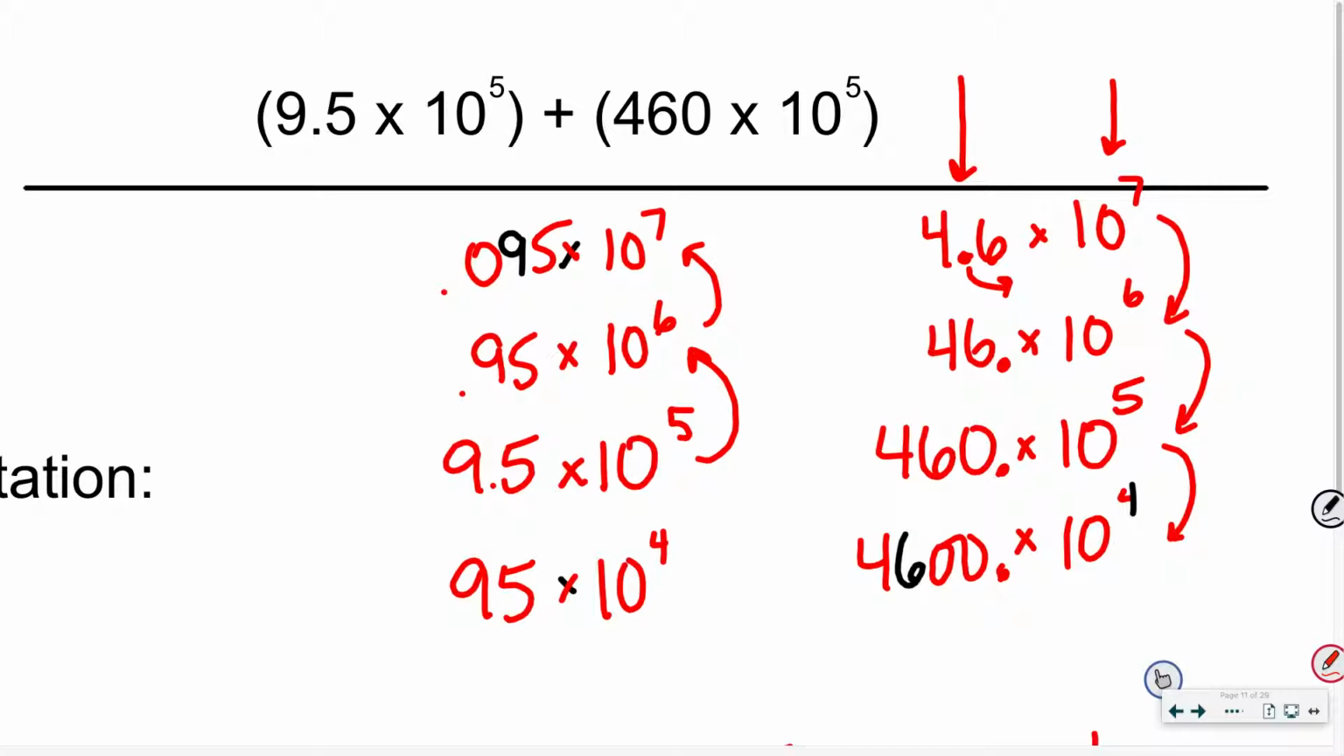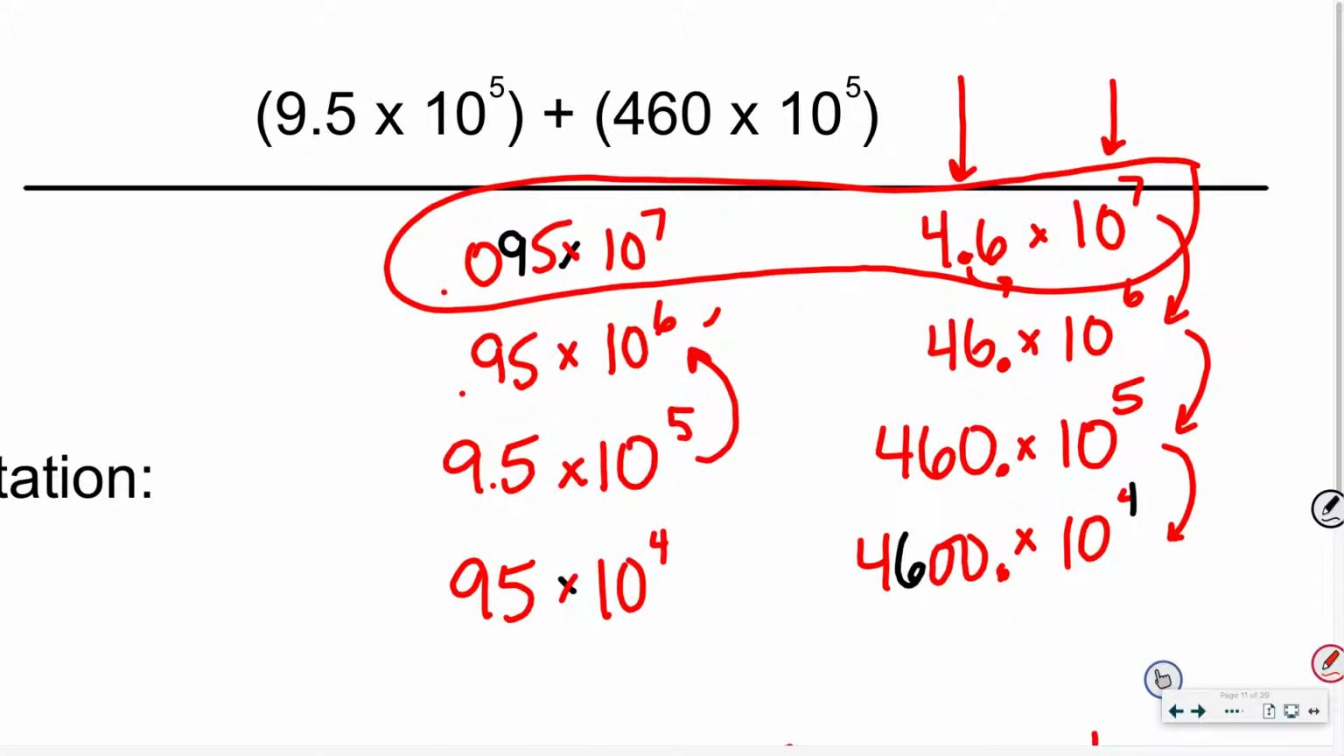What happens when I go back another power of 10? So if you wanted to stay at 10 to the 7th, that would have been, if I added it together, what? My answer would be 10 to the 7th. What's my first number? 4.6 plus 0.095. I still would have gotten the same answer. Pretty fancy, huh?